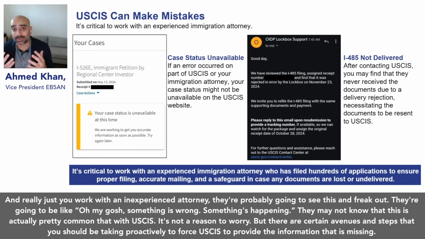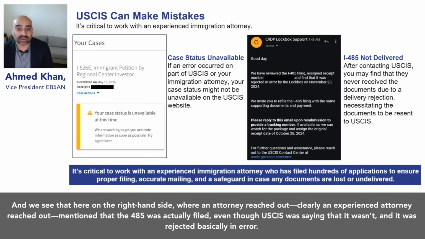And if you work with an inexperienced attorney, they're probably going to see this and freak out. They're going to be like, oh my gosh, something is wrong. Something's happening. They may not know that this is actually pretty common with USCIS. It's not a reason to worry, but there are certain avenues and steps that you should be taking proactively to force USCIS to provide the information that is missing.